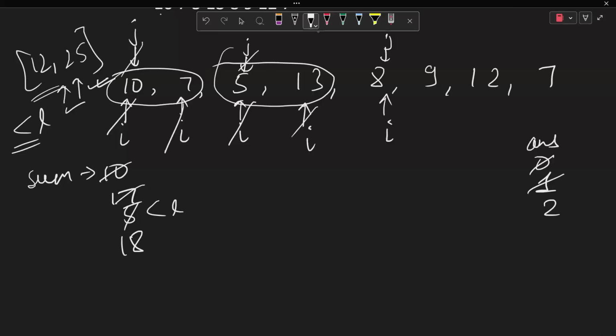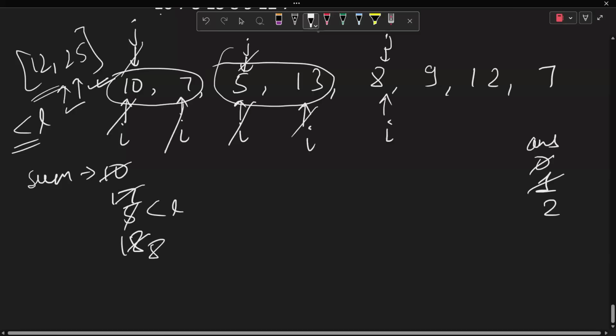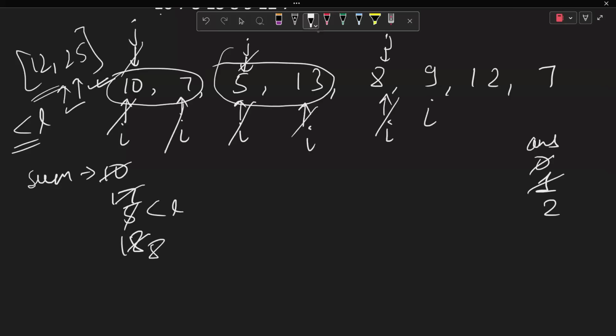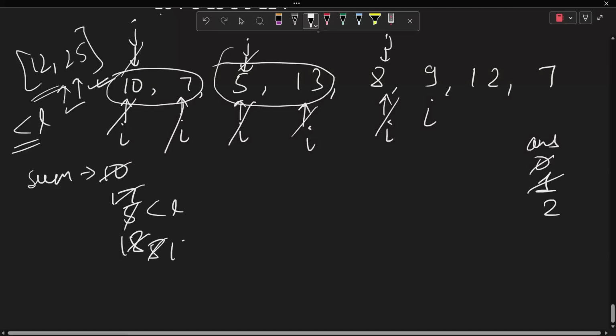Now our sum is 8. So we would check whether 8 falls in the range. No, it is less than L. We would move our I pointer. 8 plus 9 is 17. 17 falls in the range. We would increase our answer by 1.